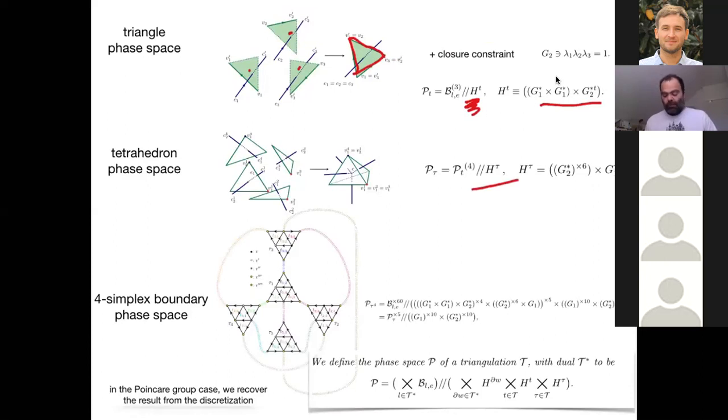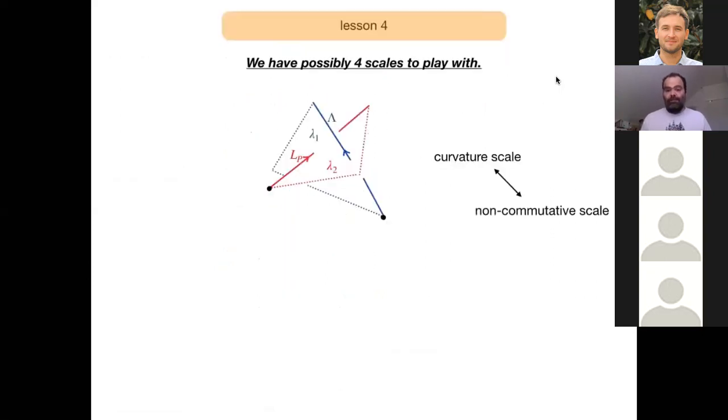You can do the same if you want to build a tetrahedron, or even the boundary of a four simplex. Then you repeat that, and you get at the end a big phase space. By gluing triangles, you glue simplices, and then tetrahedra, and then you glue these tetrahedra together. And like that, you build a big phase space, which has decorations on faces, dual faces, links, and edges. And this construction matches with the construction that we got when we were dealing with the Poincaré case.